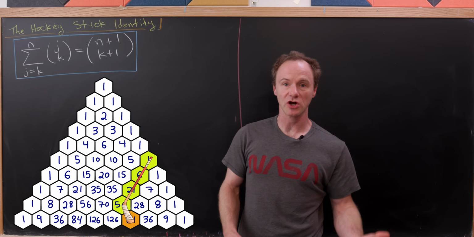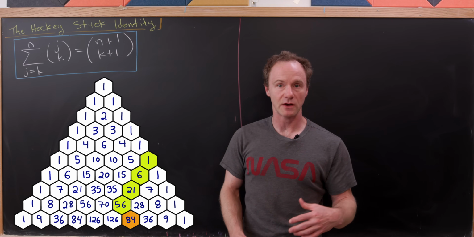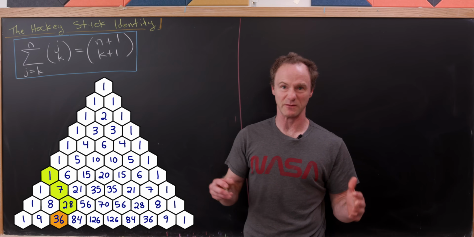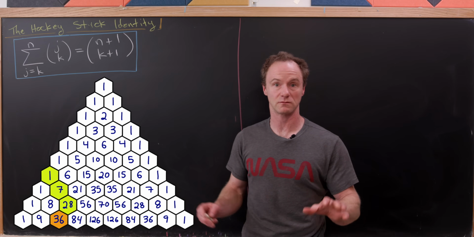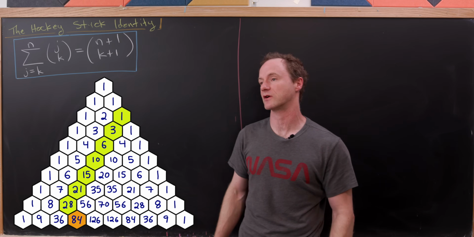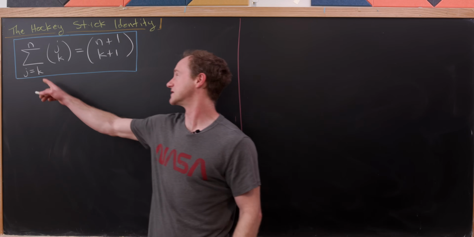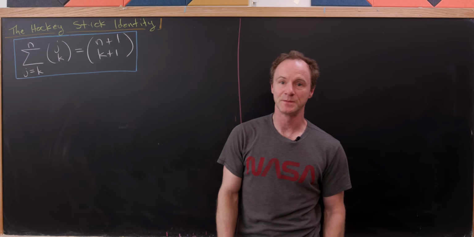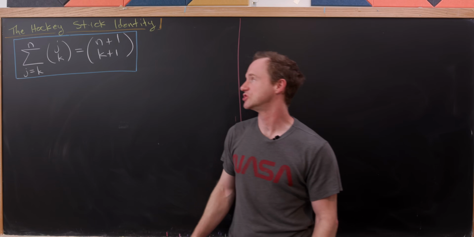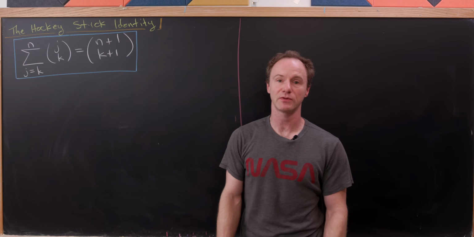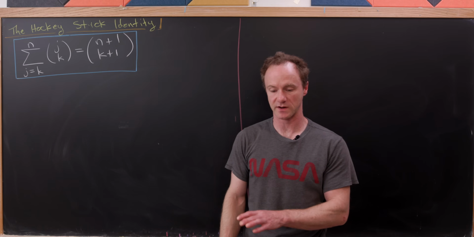Okay, so let's look at this identity. And then we're going to actually prove it three different ways. And I think these are three very different ways. They don't really look similar to each other at all. So it's going to be the sum as j goes from k to n of the binomial coefficient j choose k, and that's equal to n plus 1 choose k plus 1.